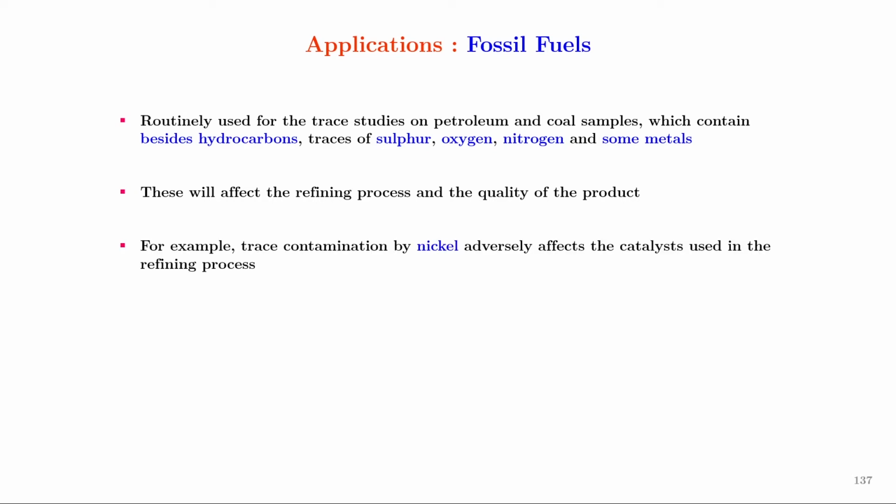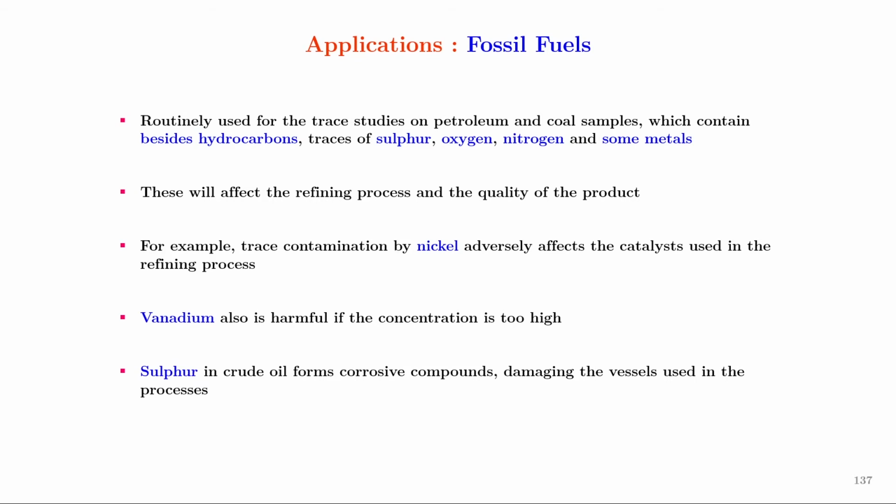For example, trace contamination by nickel adversely affects the catalysts used in the refining process. Vanadium also is harmful if the concentration is too high. Sulfur in crude oil forms corrosive compounds, damaging the vessel containing the process. In all such cases, the NAA technique becomes very handy.